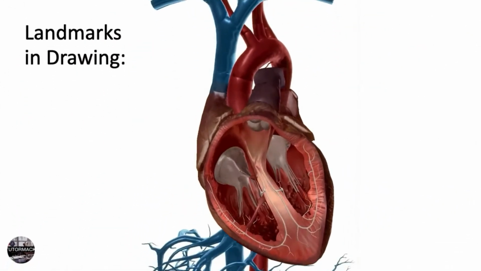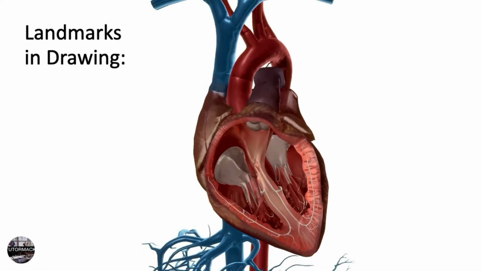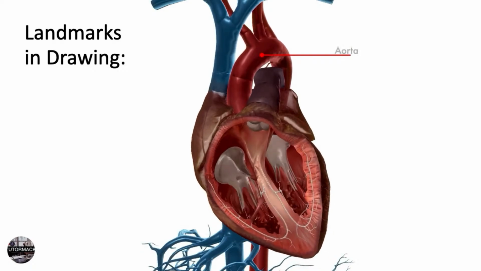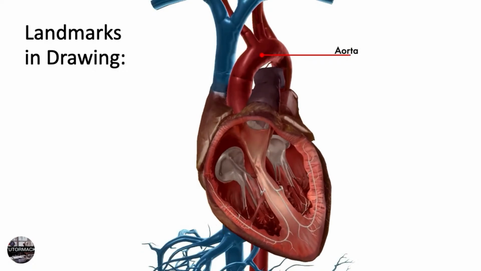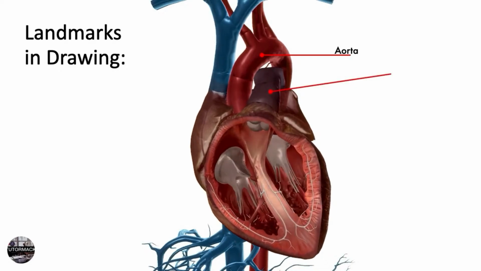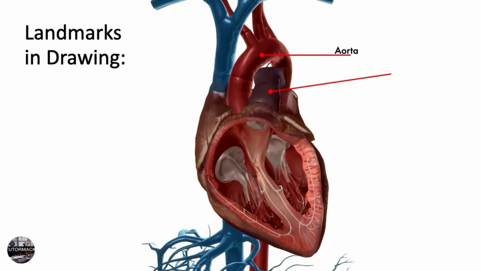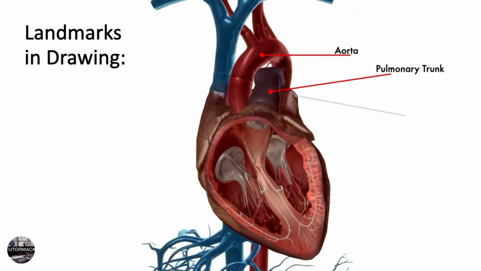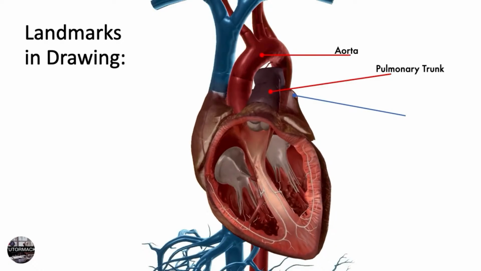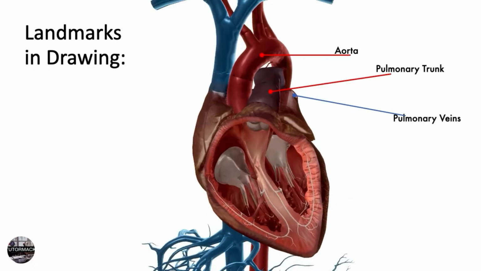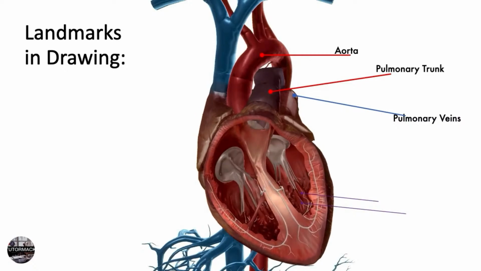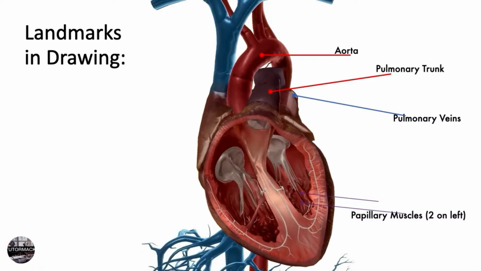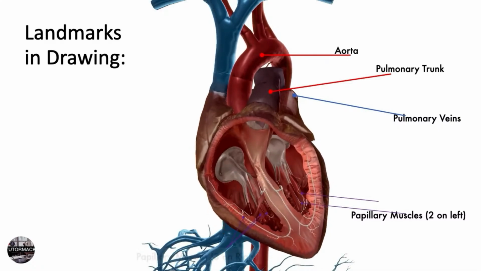Let's keep moving. How about here? Good. Aorta. And how about here? That's right. Pulmonary trunk. How about here? Pulmonary veins. How about right here? That's papillary muscles. Two on the left. That's right. It's three on the right, right?